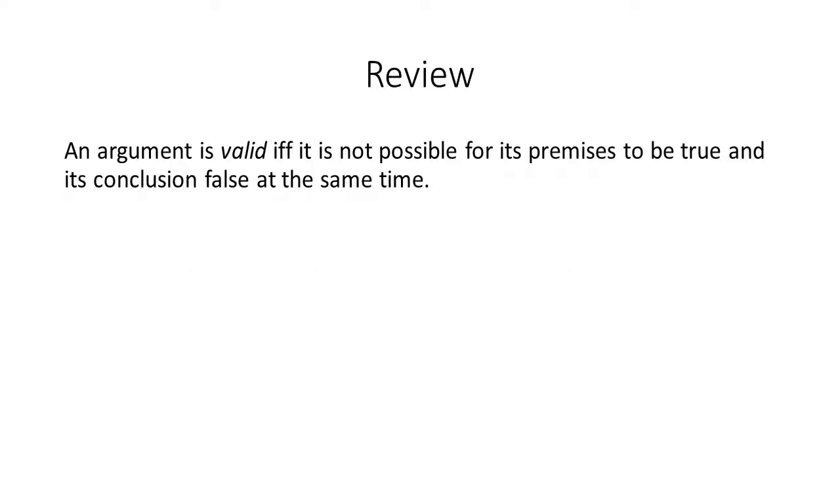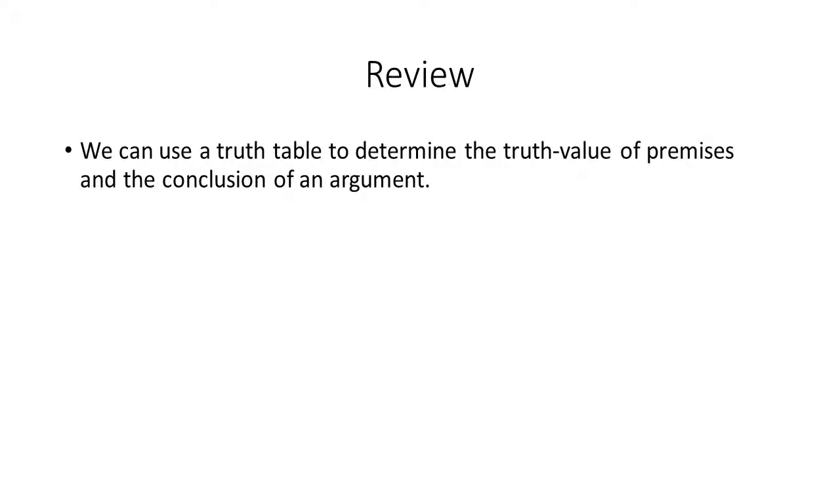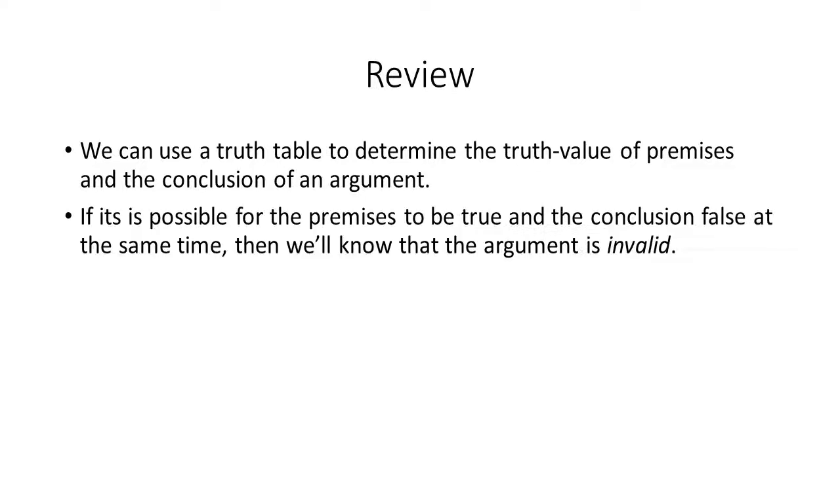Okay, so let's go back to the main thread. So here's our review. The lecture's almost done. An argument is valid if and only if it's not possible for its premises to be true and its conclusion false at the same time. The big idea, remember, was that we can use a truth table to determine the truth values of premises and the conclusion of an argument. And in so doing, we could figure out whether or not the argument's valid or invalid. So if it's possible for the premises to be true and the conclusion false at the same time, then we know that the argument's invalid.